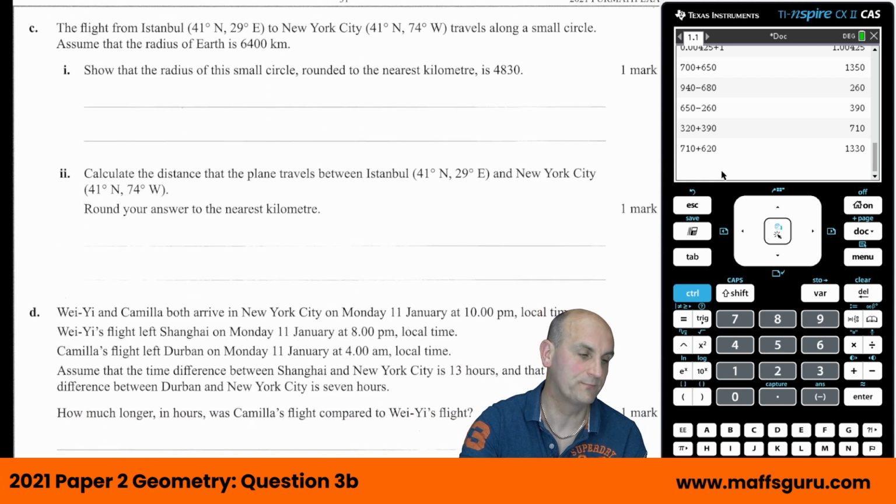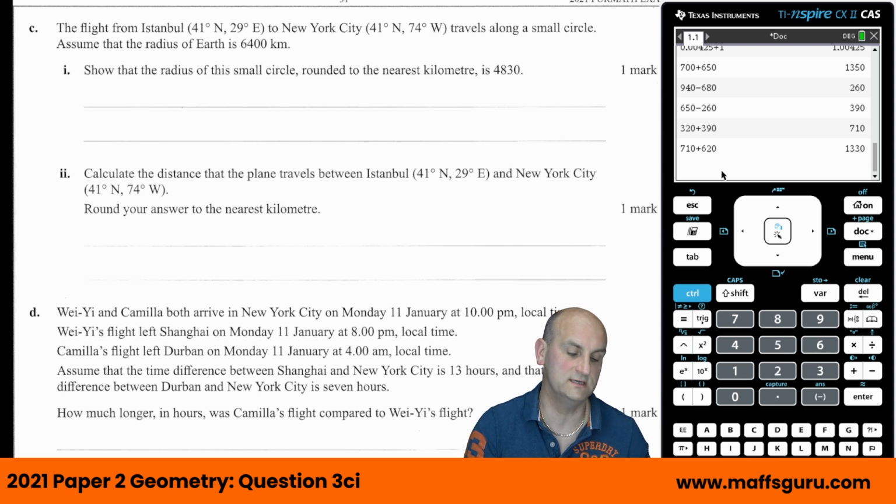Okay, I quite like that question. Interesting, never seen it before. The flight from Istanbul, 41 degrees, to New York travels along a small circle. Assume that the radius of the Earth is 6,400 kilometers. Show the radius of the small circle.